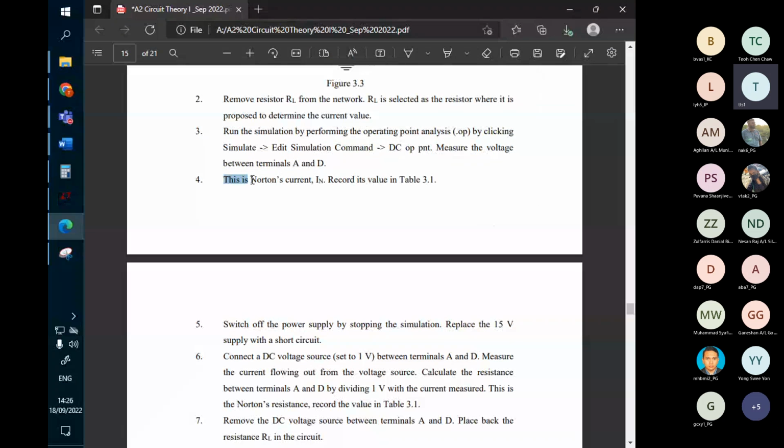Looking at the following steps, you said this is the Norton current, but what we are measuring here is a voltage. How can we measure a voltage and get a current? So it doesn't make sense, right? It looks like this is some typo or mistake made in the lab procedure. Never mind. We need to change this one and rectify this problem.